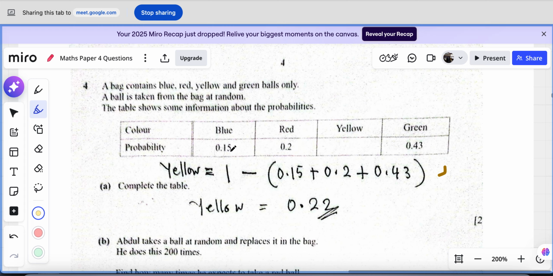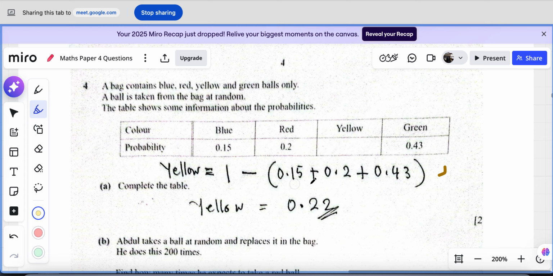The blue is 0.15, the red is 0.2, and the green is 0.43. So I will add all three together: 0.15 plus 0.2 plus 0.43. I'll subtract the answer I get away from 1, meaning 1 minus the total I get here.